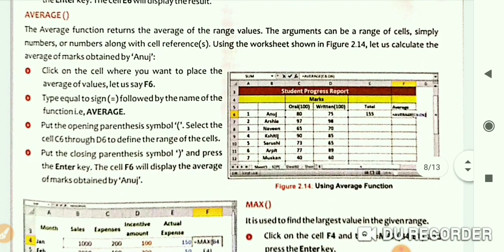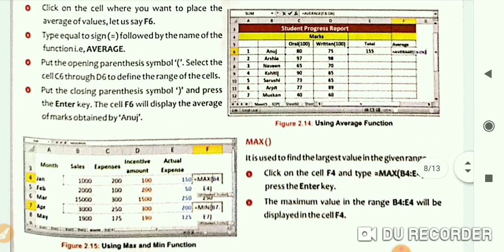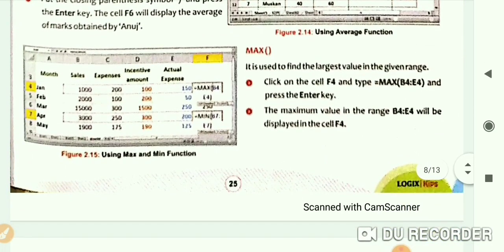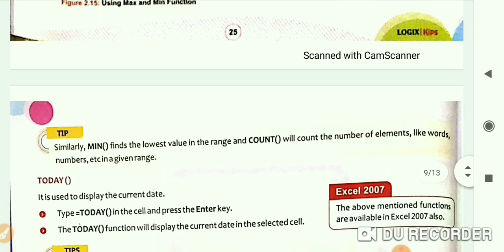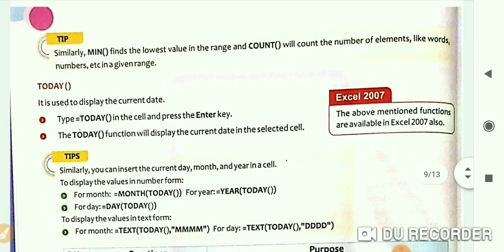The next is average. The AVERAGE function returns the average of the range values. Next is the MAX function, which is used to find the largest value in the given range. In the same way, there are MIN and COUNT functions. The MIN function finds the lowest value in the range, and COUNT counts the number of elements like words, numbers, etc.